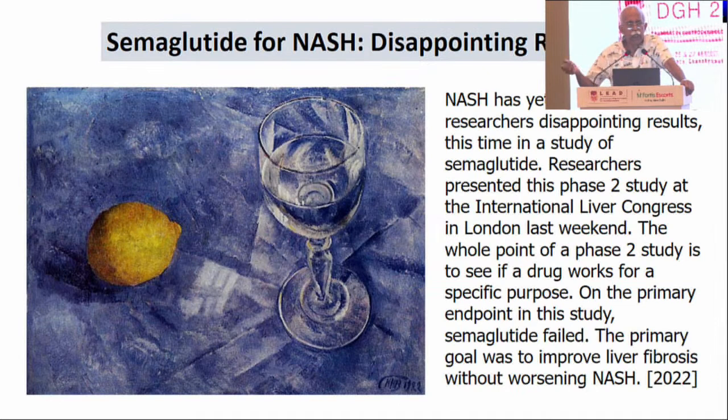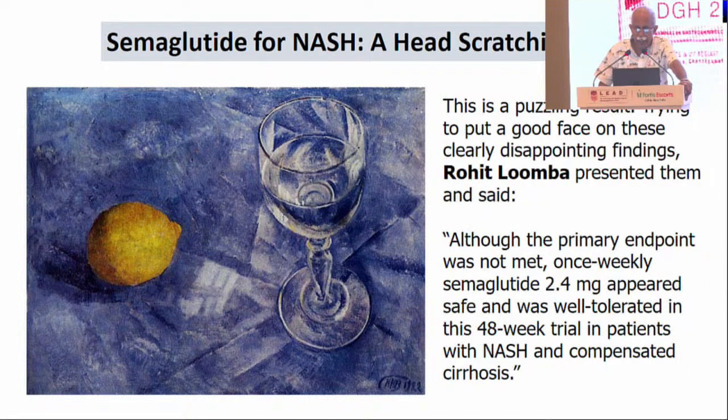This is a commentary or write-up published last year on the basis of last year's presentation in EASL. Very disappointing results. This is a puzzling result, trying to put a good face on these clearly disappointing findings. Rohit Loomba presented them and said, although the primary endpoint was not met, once weekly semaglutide appeared safe and was well tolerated in patients with NASH and compensated cirrhosis. So this is what? No benefit.